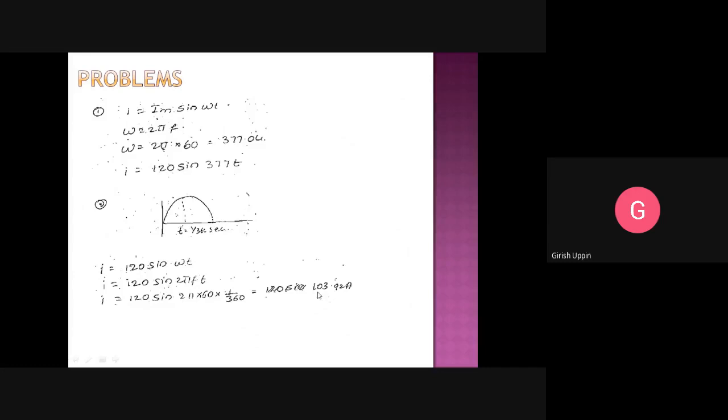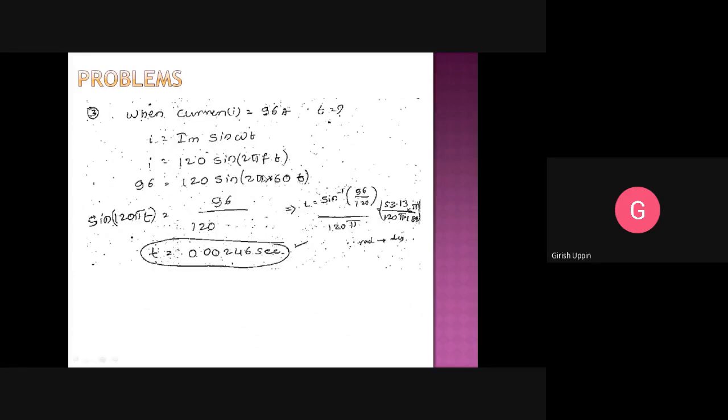You get it as the answer as 103.92 amperes. Now the third question is, what is the time it takes to reach a value of 96 amperes for the first time? So we have to take the same equation.